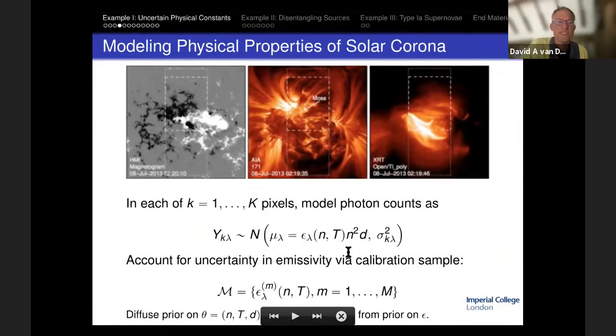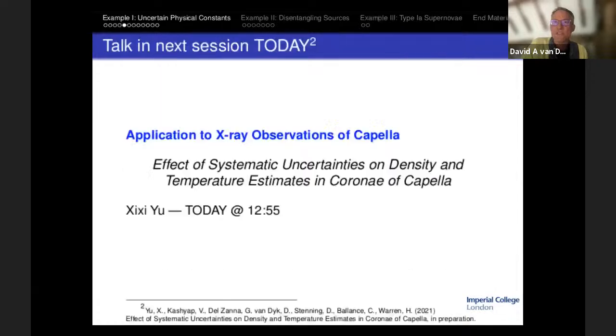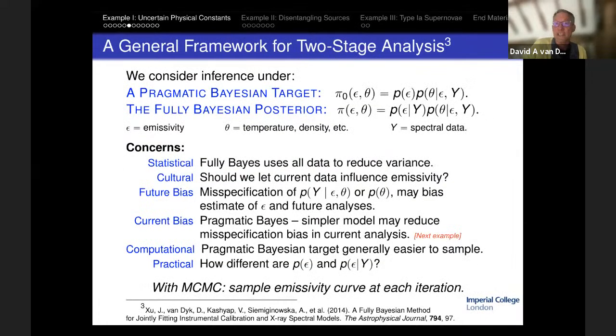What if there's some systematic error? I've used error bars that are off here, or there's just something amiss with my data. Then those errors will filter into the emissivity estimates as well. And that will be especially problematic if I use those emissivity estimates for future analyses, so that maybe I'll be introducing biases that way. So I'm going to leave that at that.